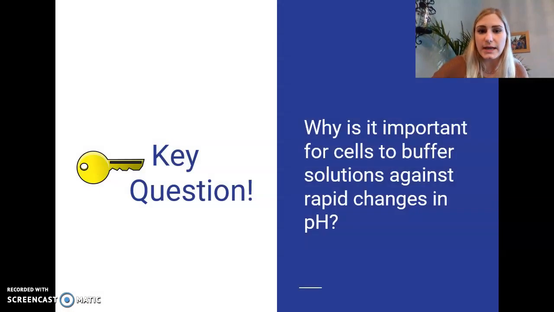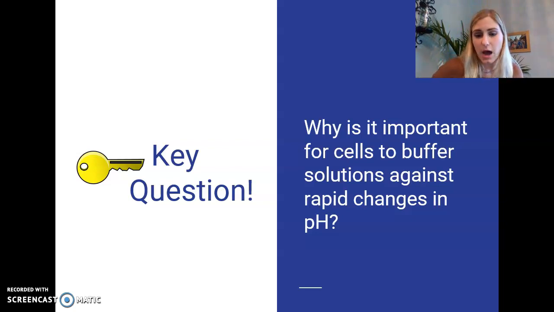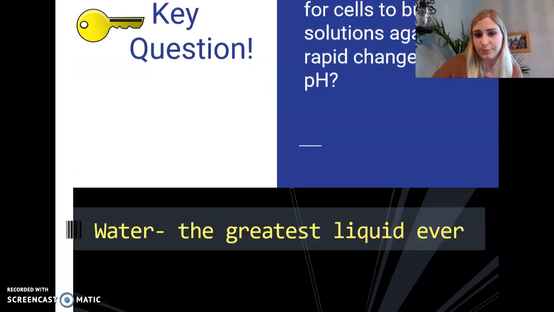Your key question for today is, why is it important for your cells in your body to buffer against solutions that are really, really acidic or really, really basic? Your body is mainly water, and so hopefully at the end of this you see why water is so vital and why we want to keep it as such. And then we're going to talk about acids and bases towards the end of this lecture.